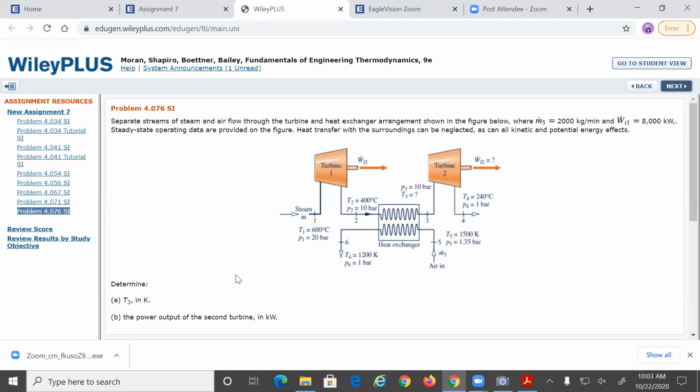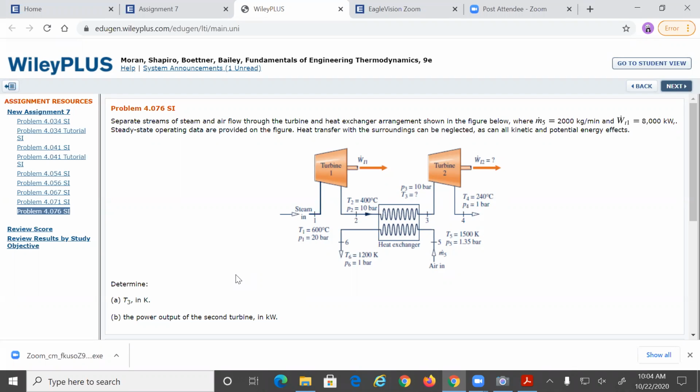And now this is going to the other turbine at 3. You know that P3 is equal to 10. T3 is unknown. And then exit at 4: T4 equal to 40 Celsius and P4 equal to 1 bar. Okay, so that's for the steam or the water.